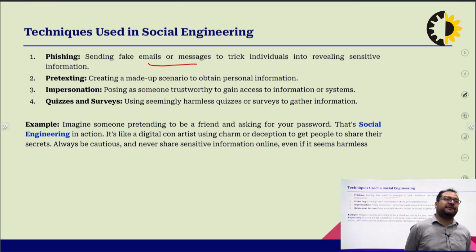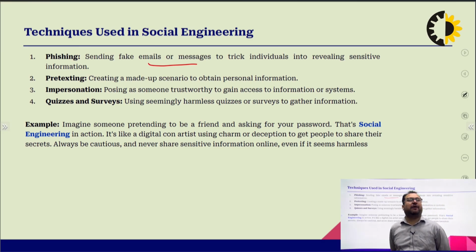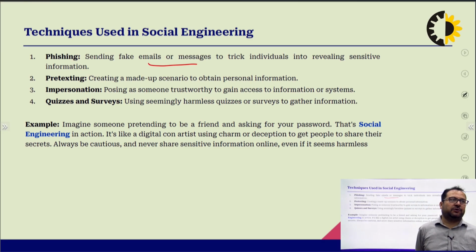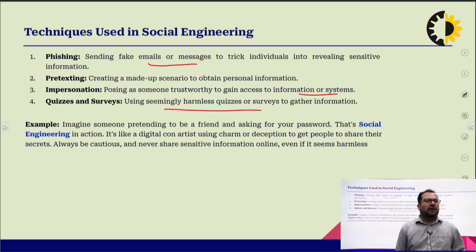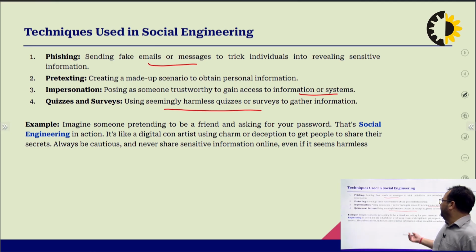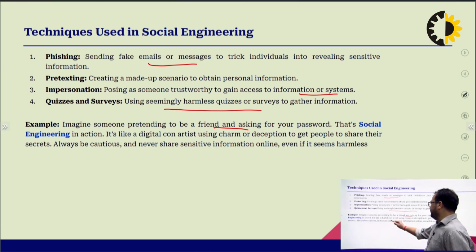Pretexting is creating a made-up scenario to obtain personal information. Then impersonation is posing as someone trustworthy to gain access to information or systems. Then we have quizzes and surveys, using seemingly harmless quizzes or surveys just to gather information. For example, someone pretending to be a friend and asking for your password. That's social engineering in action. It's like digital con artists using charm or deception to get people to share their secrets.